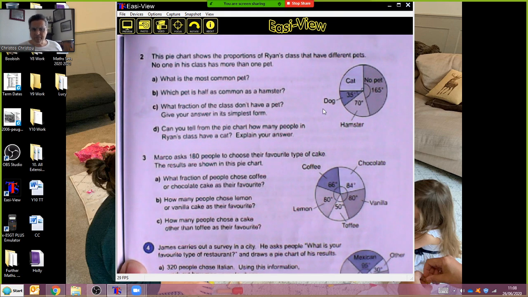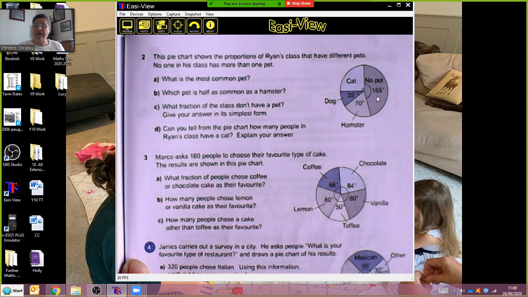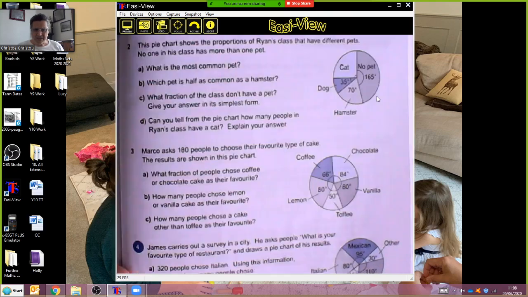Okay, can you tell from the pie chart how many people in Ryan's class have a cat? The answer is no, because we do not know the total number in Ryan's class. All we know is the proportions of those who had different pets. That's the answer to that. Is that okay? So a proportion is not an absolute number. This 165 degrees does not represent 165 people, although if it was a class of 360 kids, 2 or 3 year groups combined maybe in a big school, then that would be 165 people, but we don't have that indication whatsoever, so we cannot.